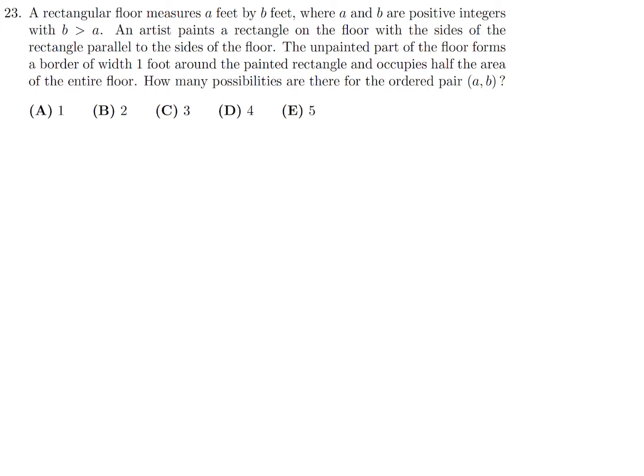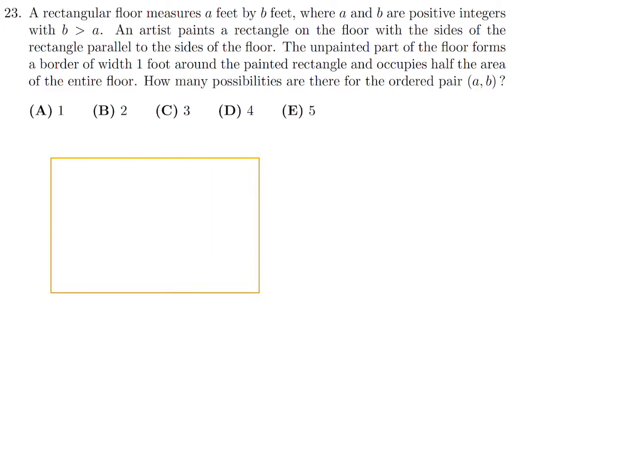A rectangular floor measures A feet by B feet, where A and B are positive integers with B greater than A. Remember that. An artist paints a rectangle on the floor with the sides of the rectangle parallel to the sides of the floor. The unpainted part of the floor forms a border of width 1 foot around the painted rectangle and occupies half the area of the entire floor. How many possibilities are there for the ordered pair (A, B)?